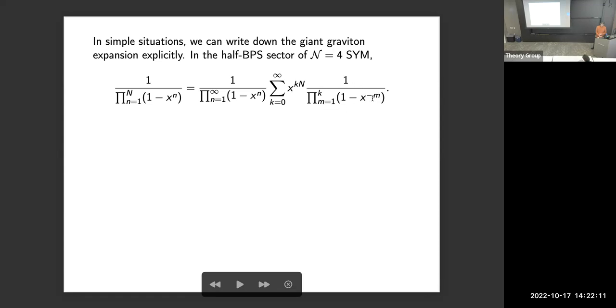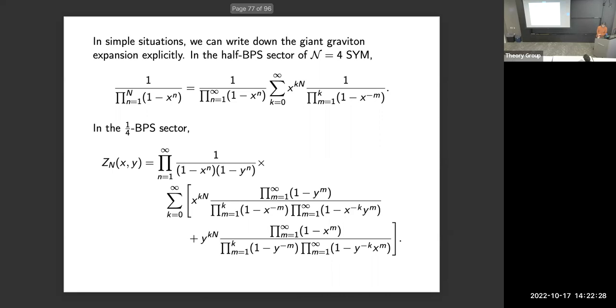Open string excitations carry the fugacity x inverse rather than x. And this x needs to be analytically continued from outside the unit disk to inside the unit disk. That's the analytic continuation step. So one can also write down a similar formula in the quarter BPS sector.